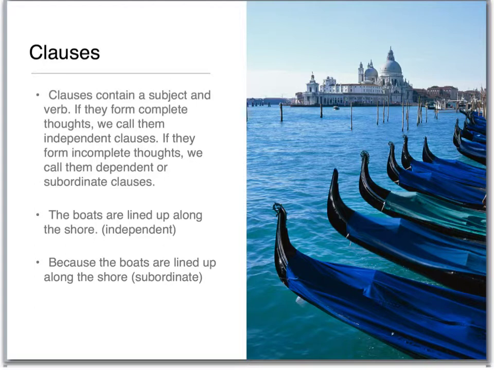Whereas in our second example, we've included the subordinating conjunction because. When read, it says, because the boats are lined up along the shore. Because of that conjunction, this no longer makes sense by itself. It needs more information to complete the thought. So we call this a subordinate or dependent clause.